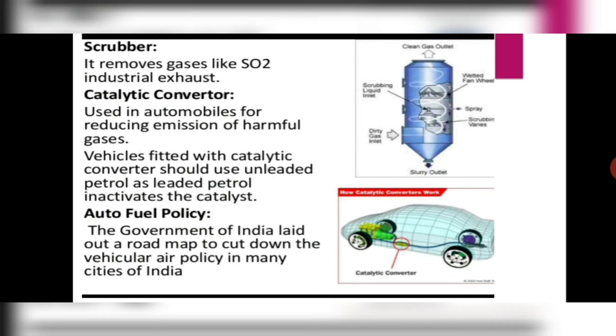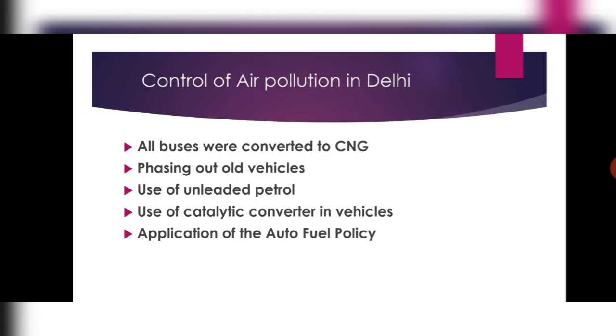Next is the auto fuel policy. In order to deal with auto fuel policy, let us discuss the control of air pollution. To control the air pollution in Delhi, all the buses were converted to CNG by the end of the year 2002. CNG has many benefits over diesel and petrol. It burns more efficiently. It does not leave any unburnt remnant behind. It is cheaper than petrol and diesel. It cannot be siphoned off by thieves. It cannot be stolen, it cannot be adulterated, no adulteration can come into it.